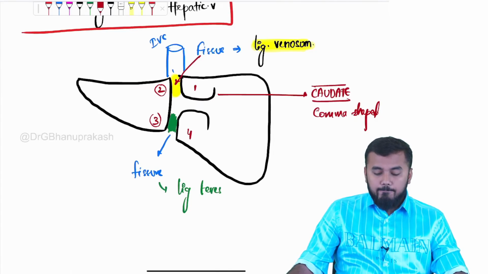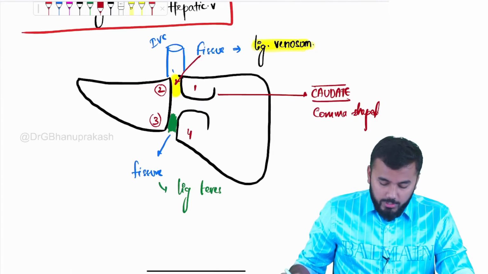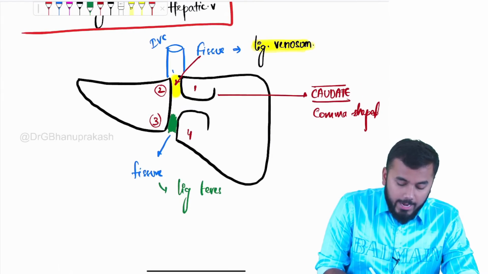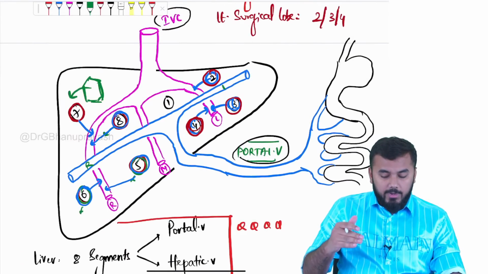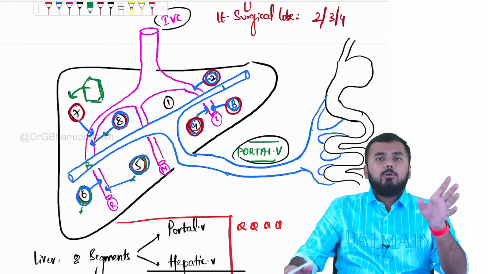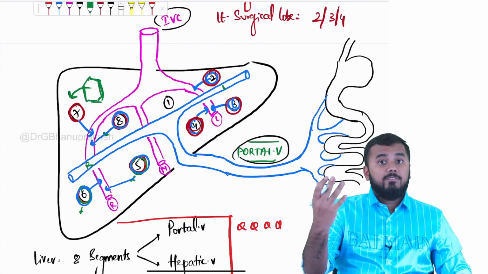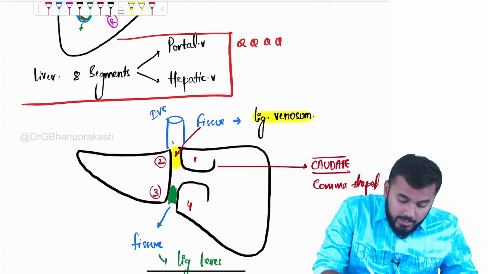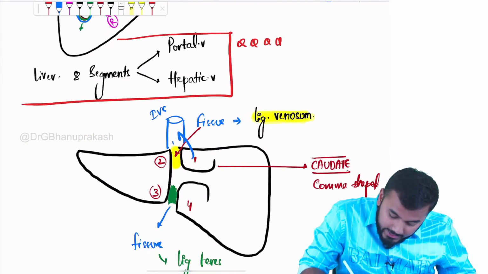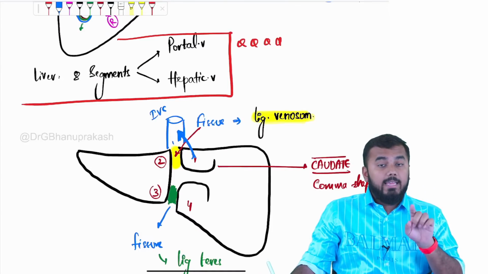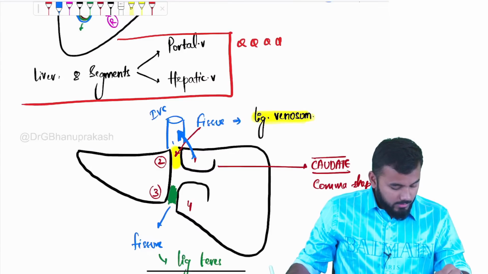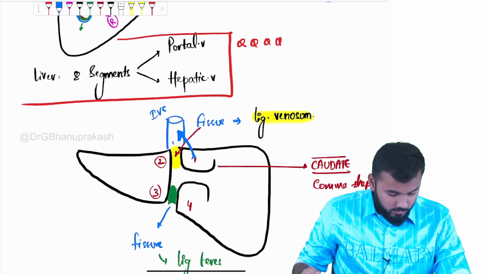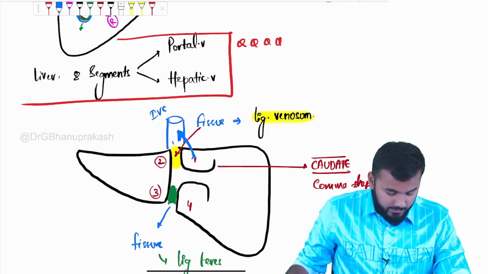Next important thing is that, all of you look here. I told you that the second segment, third segment, fourth segment, 5, 6, 7, 8, they are draining into right and left hepatic vein. But where is the first segment draining? The first segment, look here very carefully. The first segment directly drains into the inferior vena cava. Directly it is draining into inferior vena cava. Okay, very good, Debi. How are you? It is draining into inferior vena cava.